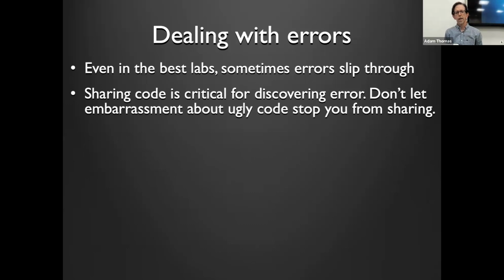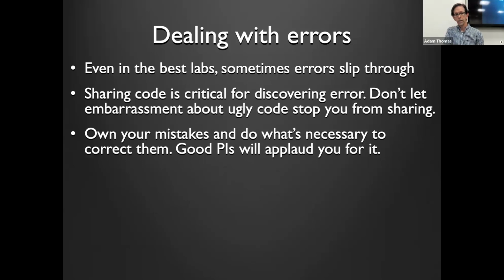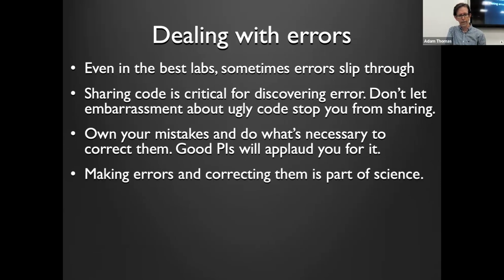So the point there that I think was made well by Russ's post is that sharing code is critical for discovering errors. You do not have the eyes to discover it yourself. So you don't want to let embarrassment about ugly code stop you from sharing. And it's also good to own your mistakes, and do what's necessary to correct them. A good PI will applaud you for it. It's much better to find it in the preprint stage as opposed to after it's gone out to publication and you have to deal with retractions.